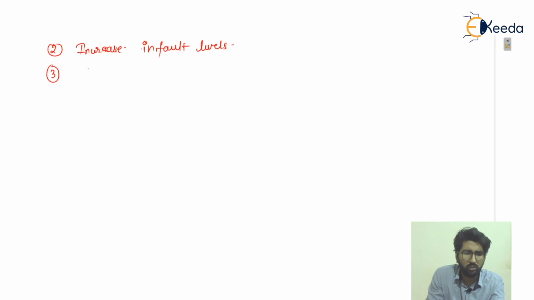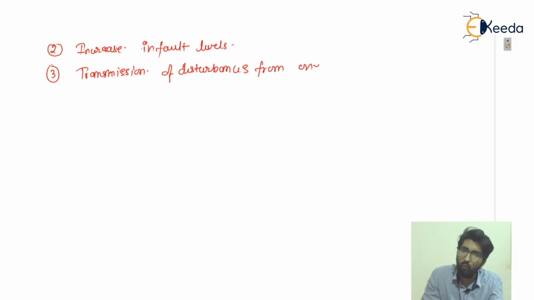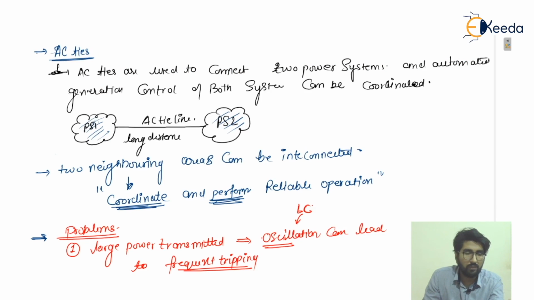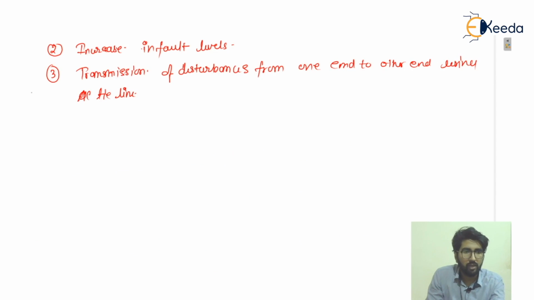The third point is most important here: transmission of disturbance, which I've already talked about in the previous slide. Disturbance from one system to the other using the AC tie line. Look at this picture. If at one power system, due to some fault, a disturbance is caused, that disturbance or oscillation can travel from this point to this point, where there is another power system. So a disturbance in power system 1 may cause a disturbance in power system 2, or vice versa. These are the 3 points I have written here.